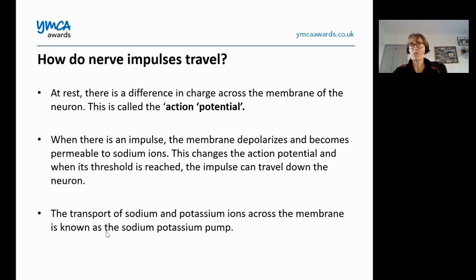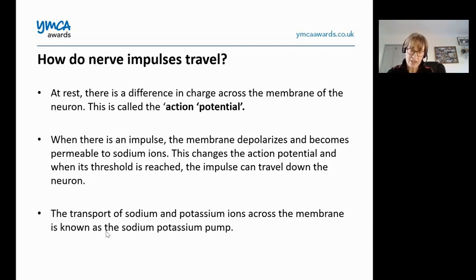So now we've talked about the nervous system as being the body's fast electrical messaging system. So let's have a little look about how our nerve impulses actually travel. So when our nerves are at rest, there's what's called an action potential. So we've got a difference in charge on one side of our neuron membrane to the other. And this is called the action potential, this difference in charge.